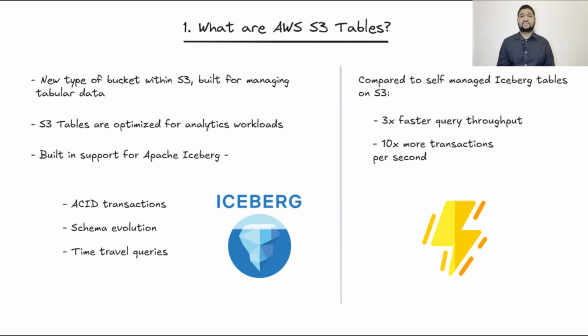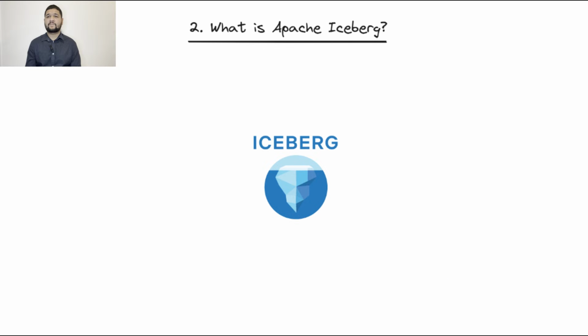Here's the key proposition. S3 tables are designed to make querying and managing tabular data fast, efficient, and reliable. AWS claims they deliver up to 3x faster query throughput and 10x faster transactions per second compared to self-managed Iceberg tables on S3. Now, that's a bold claim, but as we'll see, the features they've packed into this service back it up. Now let's take a closer look at the star of the show, Apache Iceberg.